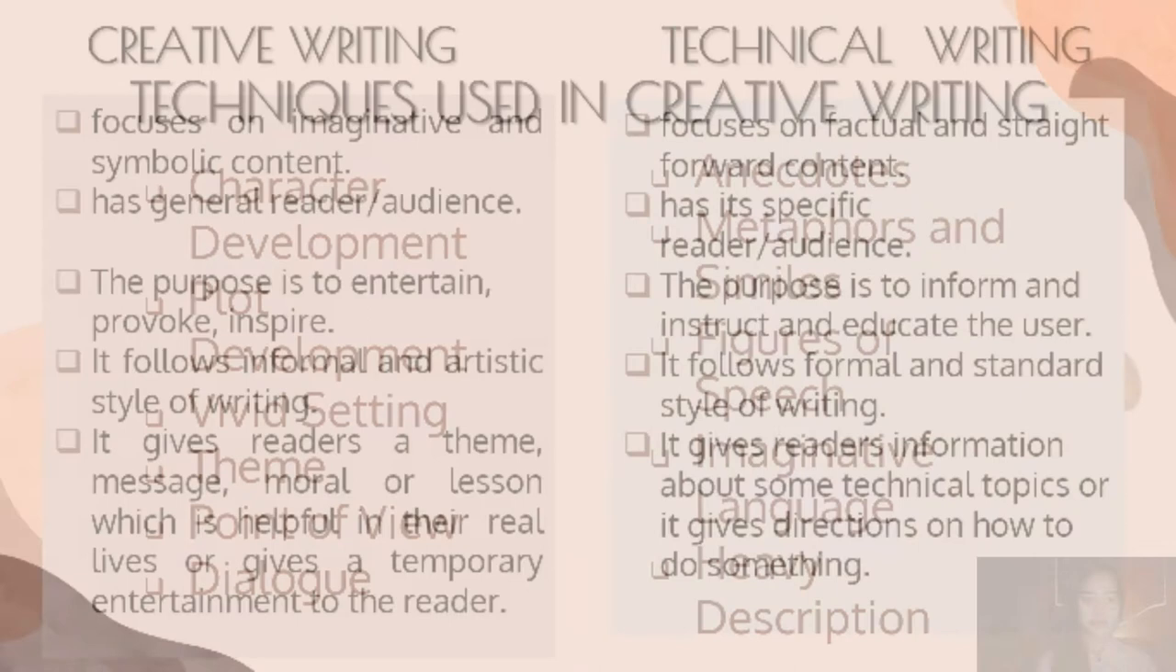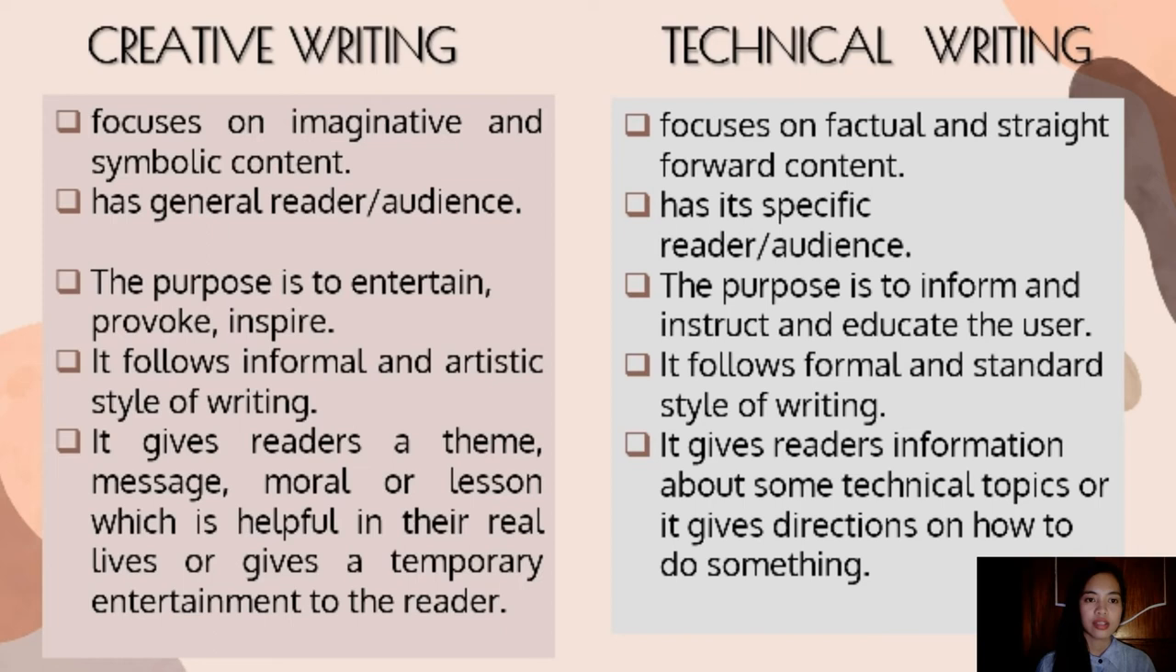Now we have here the distinctive characteristics of creative writing and technical writing. Creative writing focuses on imaginative and symbolic content, while technical writing focuses on factual and straightforward content. Creative writing has a general reader or audience. Technical writing has a specific reader or audience. The purpose of creative writing is to entertain, provoke, or inspire. The purpose of technical writing is to inform, instruct, and educate the user.